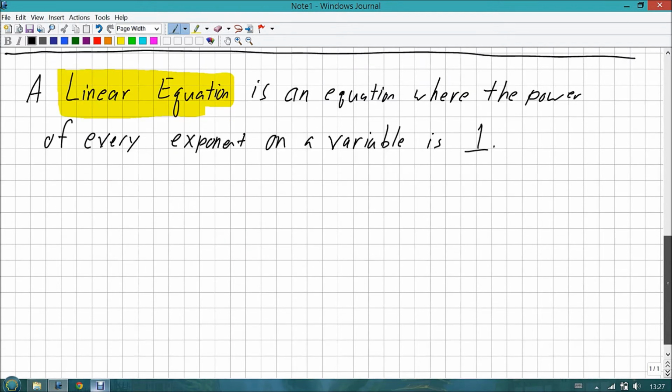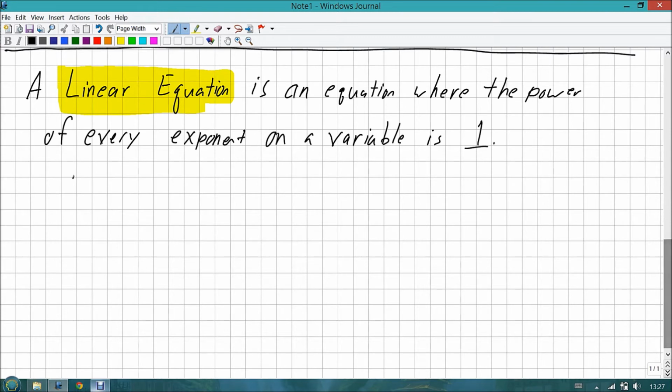So for an example, let's say that we are given y is equal to mx plus b. Where are the variables? Well, the variables are y and x. What is the power of each variable? Well, the power of each variable is 1. So this would be a linear equation. But what about y is equal to x squared minus 4? Well, this one is nonlinear because one of our variables has an exponent that is not 1.